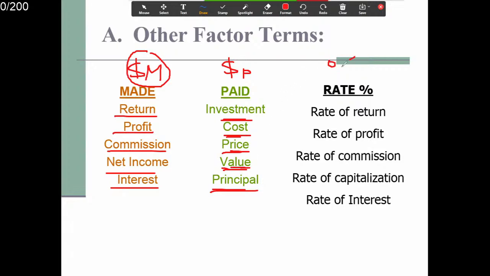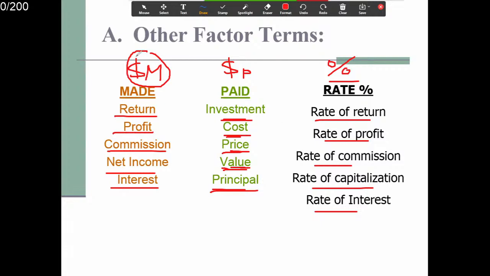And then of course we'll have the rate. What do we call it? The rate of return, rate of profit, rate of commission, rate of capitalization, rate of interest, right?